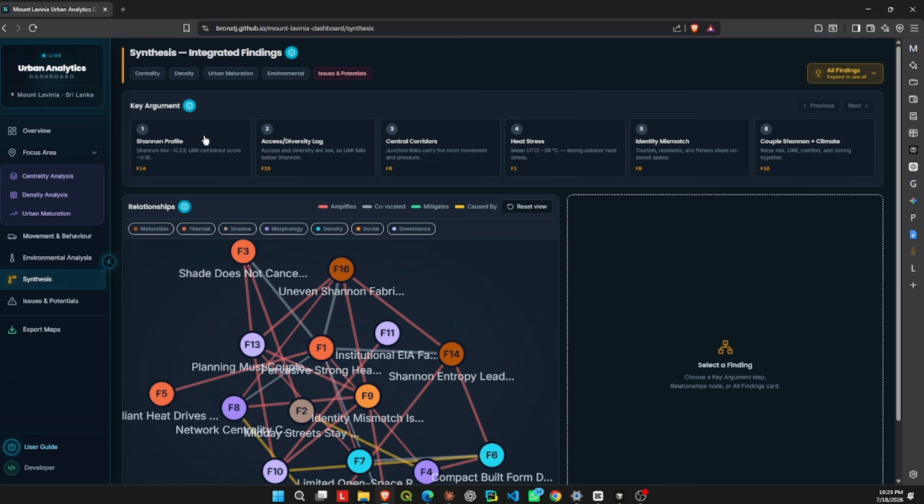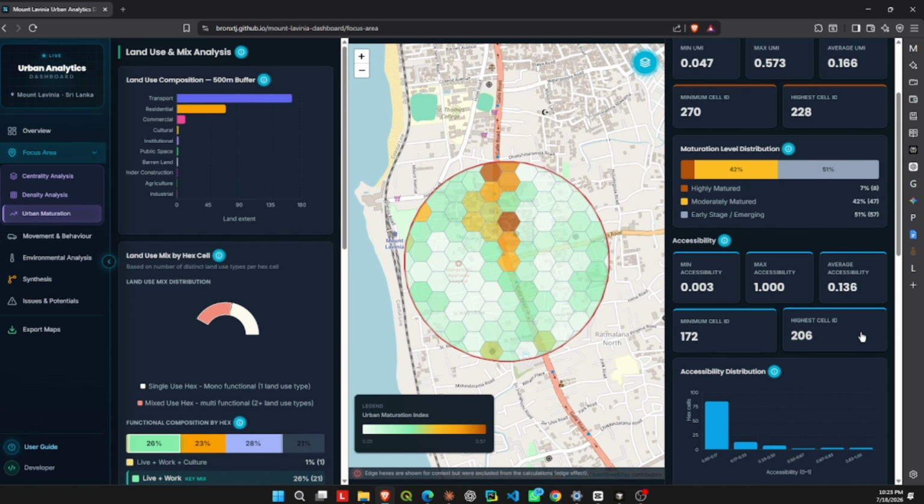And the third one is central corridors, meaning the centrality maps. They showed that in our study area, mainly the Mount Lavinia junction and the Galle Road have the highest movement pathway segments. Yet we know that the urban maturation index accessibility average is only a very low value, more precisely, 0.13.